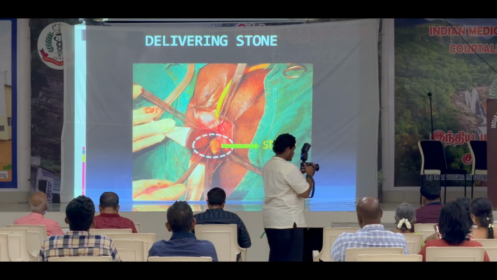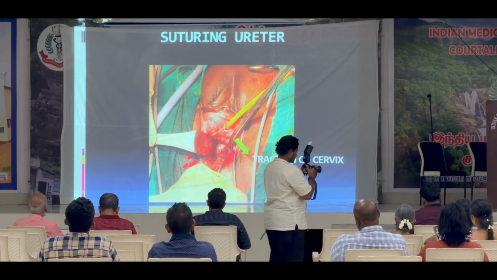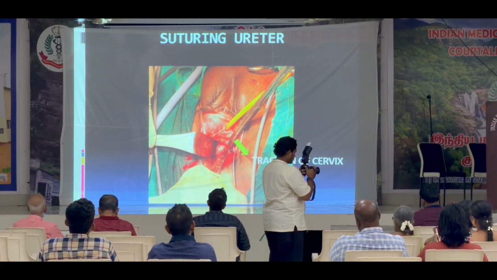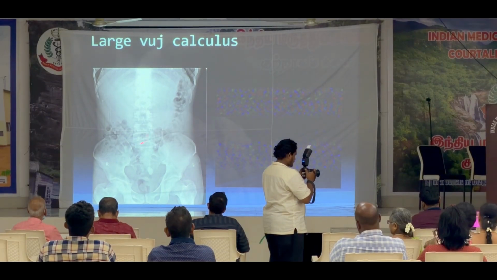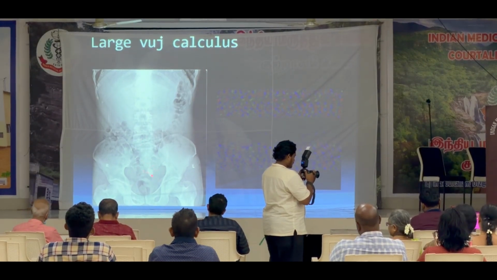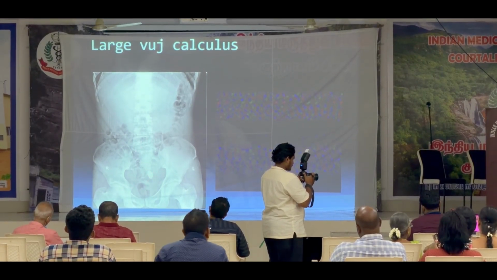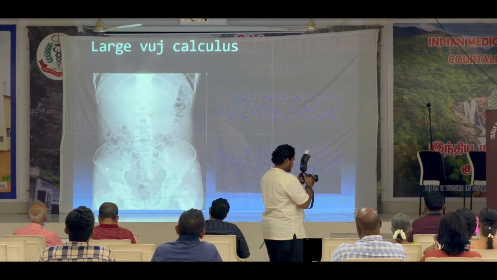Now the stone is removed vaginally, then the ureter is closed. This is another large vesicoureteric junction calculus, but unfortunately he is a male.